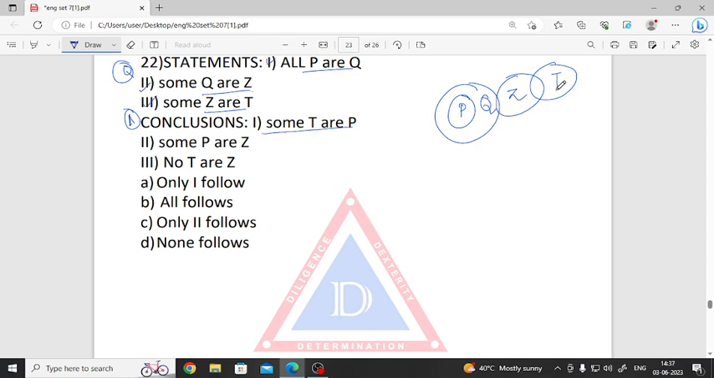Some T are P. Can we see some T are P? No, we cannot see. Then some P are Z. Can we see some P are Z? No, some P are also not Z. No T are Z. We can see some T is Z, so this is also wrong. So all the conclusions are false. So none follows.